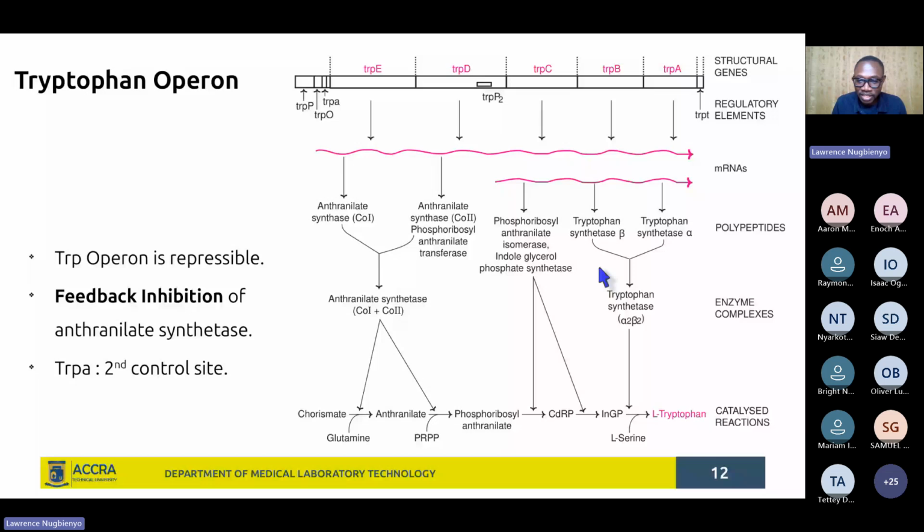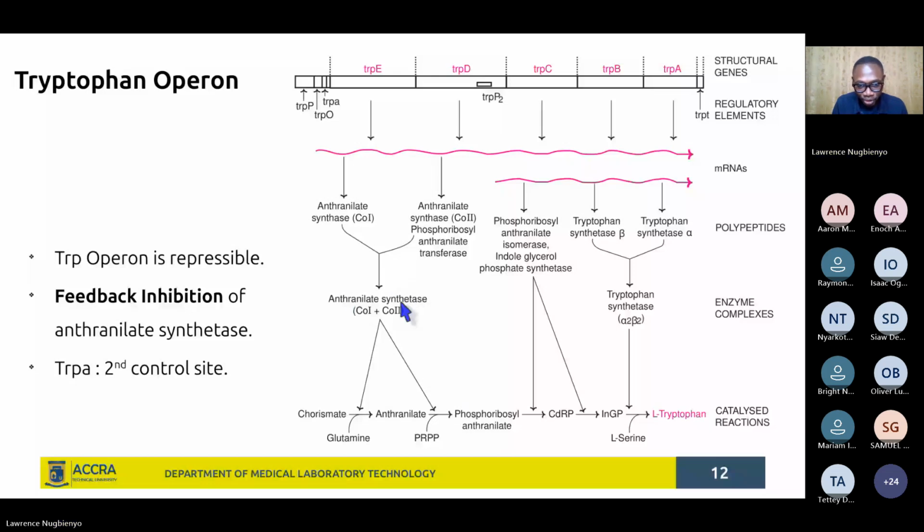And you see, you are having a reaction chain. It's not just a single reaction. So it's a reaction pathway, one reaction after the other, one reaction after the other, which leads to the final product, tryptophan. Now you see, you have the proteins, like the first enzyme, which is anthranilate synthetase.